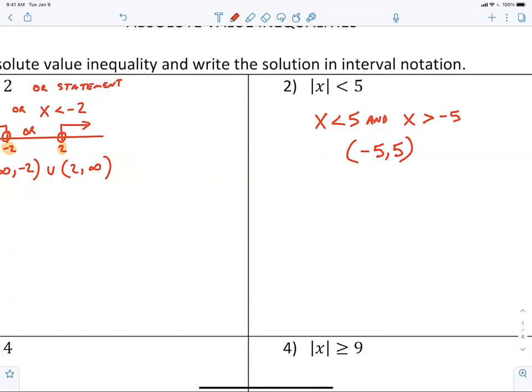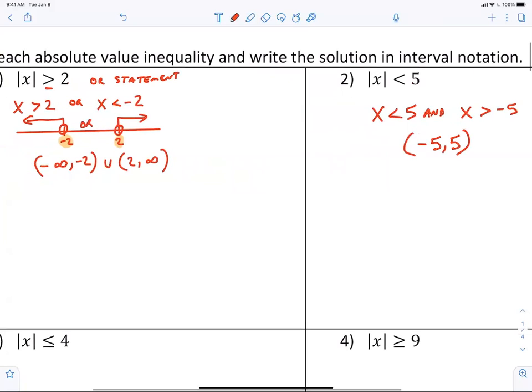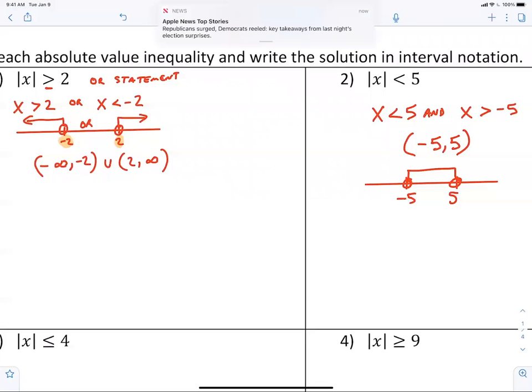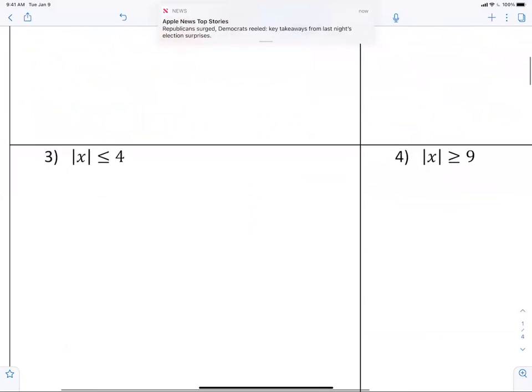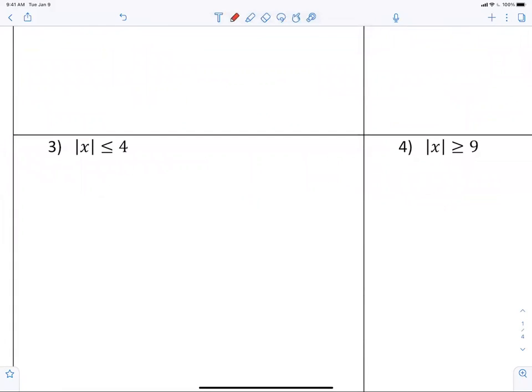I don't get the difference between the and and the or. I don't know how else to say it. Here's -5, here's 5, here's everything between. That's what that means. That's the difference. And is going together, or is going separately. All right. Now, let's check out number 3.